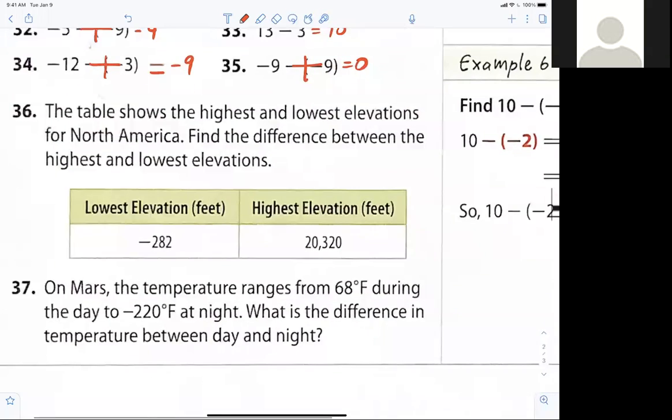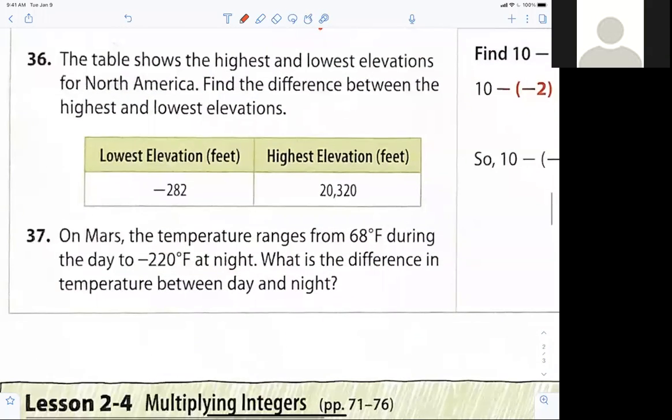Okay, now 36. I need Austin. Read this, please. The table shows the highest and lowest elevations for North America. Find the difference between highest and lowest elevation. So what are you thinking? What do I have to do with those numbers?